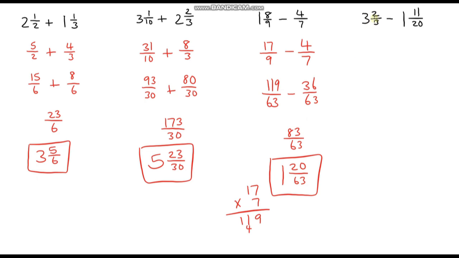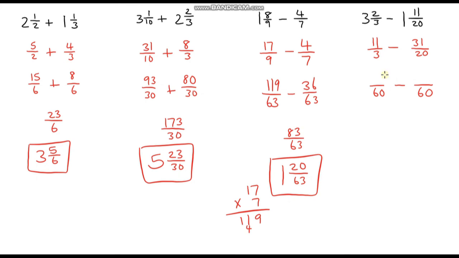And now one more. So let's again do the same process as before. 3 times 3 is 9. 9 plus 2 is 11. So it's 11 over 3. And then this one here, that's going to be 20 plus 11, which is 31. 31 over 20. Right. What is the lowest common multiple of 3 and 20? Well, that looks like it's just going to be 60. So our denominator is going to be 60.